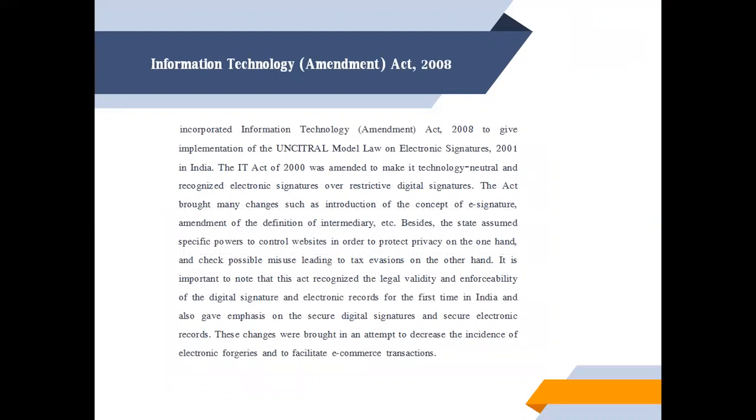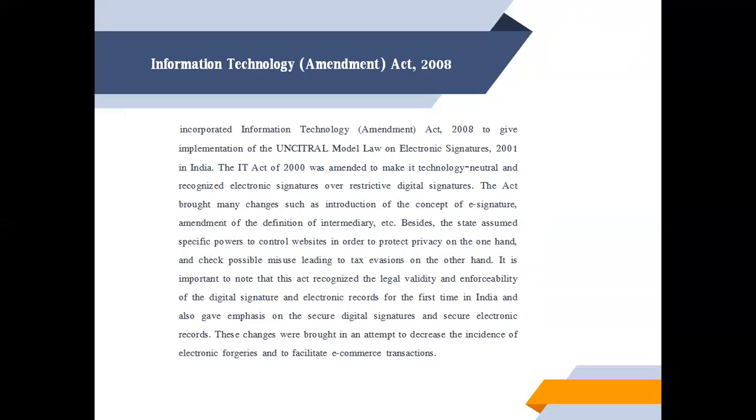The Information Technology Amendment Act 2008 incorporated the implementation of the Model Law on Electronic Signatures, 2001 in India. The IT Act of 2000 was amended to make it technology neutral and recognize electronic signatures over restrictive digital signatures. The Act brought many changes such as the introduction of the concept of e-signature and amendment of the definition of intermediary. Besides, the state assumed specific power to control websites in order to protect privacy on one hand, and check possible misuse leading to tax evasion on the other hand.